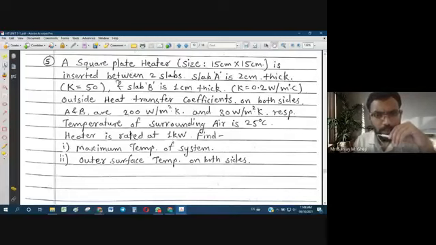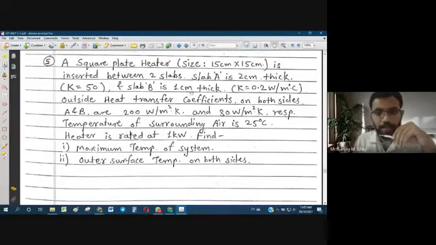So the next problem is like this: a square plate heater of size 15 centimeter by 15 centimeter, so 15 centimeter length and 15 centimeter width, is inserted between two slabs. Slab A is 2 centimeter thick, with conductivity K given as 50. No unit is provided, so it means SI unit, watt per meter Kelvin or watt per meter degree Celsius.